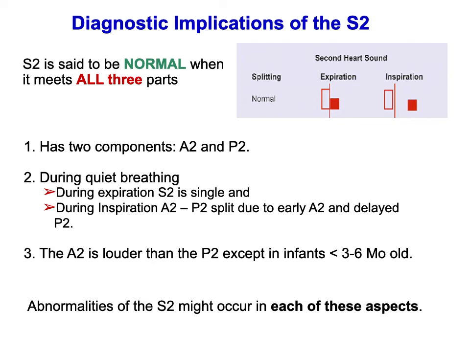A2 is louder because the aortic component closes against the aortic pressure, which is higher than the pulmonary pressure, except in infants, where pulmonary hypertension is there during the initial 3 to 6 months period, and P2 may be accentuated. So all these three criteria have to be fulfilled to term a second heart sound as normal: it has two components, A2 and P2, there is normal splitting during inspiration and no splitting during expiration, and A2 is louder than P2.